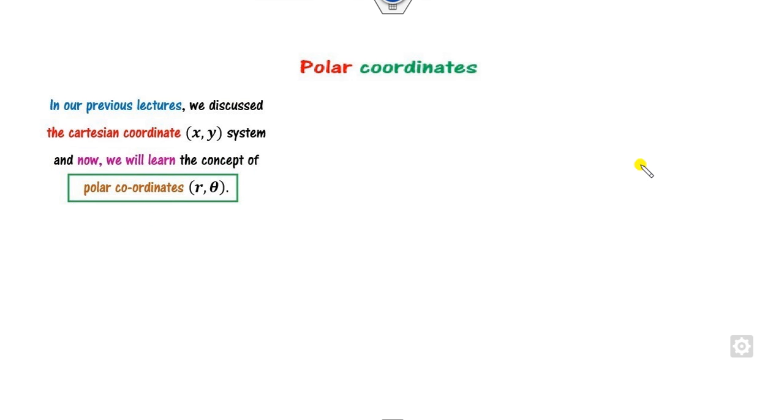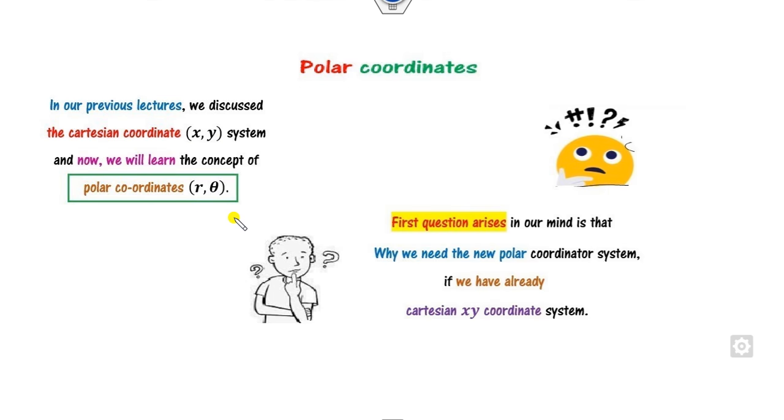Now what we have studied so far, we already know the Cartesian coordinate system, which is represented by x, y. In this lecture we will try to learn the concept of polar coordinates, which is denoted by r, theta.